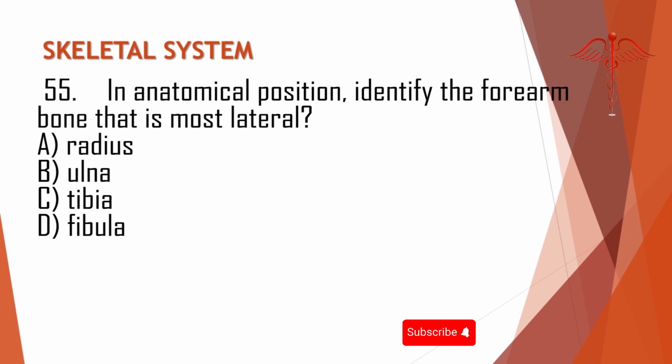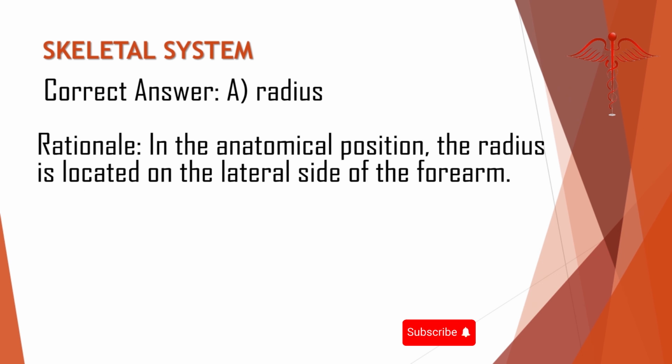55. In anatomical position, identify the forearm bone that is most lateral. A. Radius. B. Ulna. C. Tibia. D. Fibula. Correct answer, A. Radius. Rationale: in the anatomical position, the radius is located on the lateral side of the forearm.